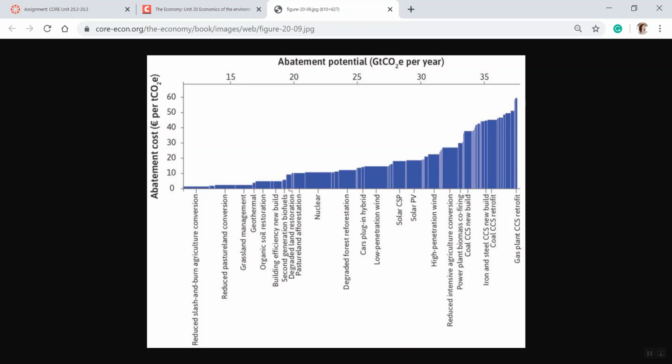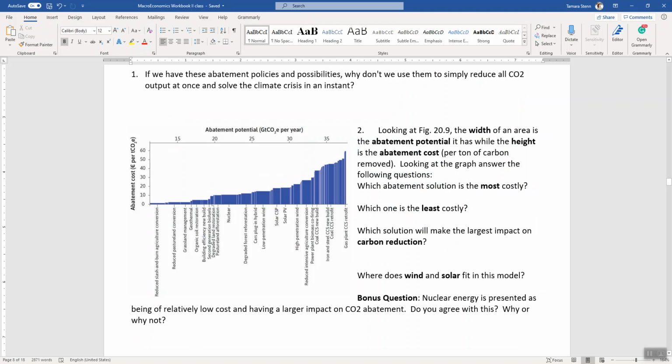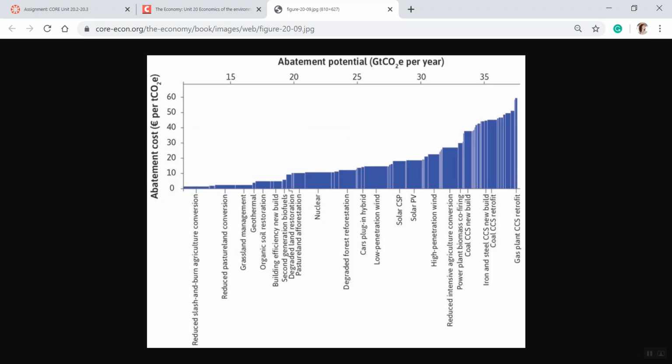And then we have the abatement cost. Well, how much is it going to cost me per ton of CO2 to actually do this? Okay, and if we go back to my workbook, it says the width is the abatement potential, right? And then the height is the abatement cost, okay, per ton. So let's see what exactly this is telling us.